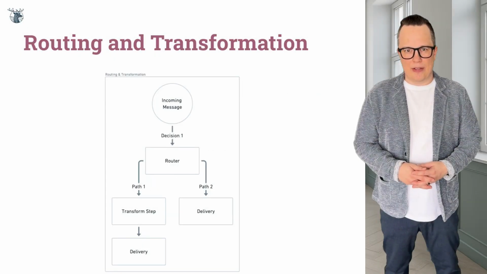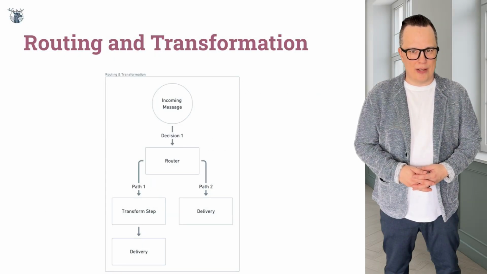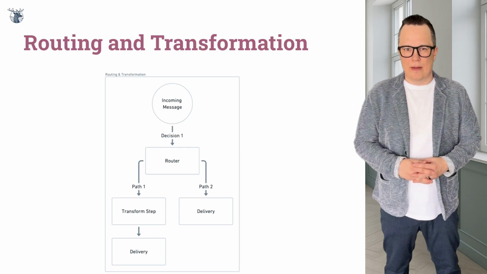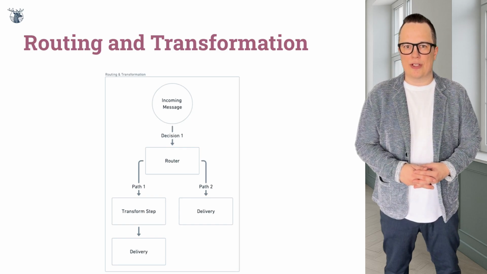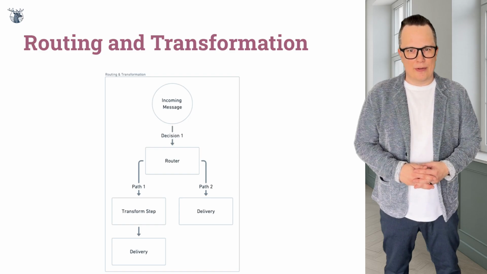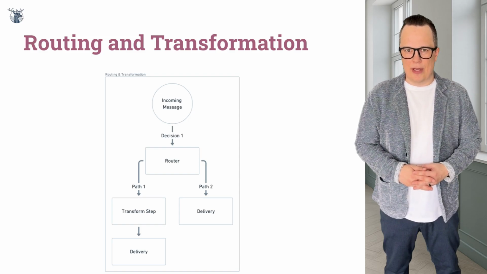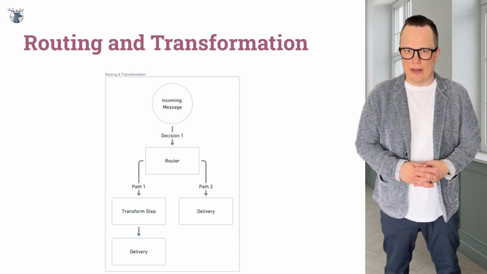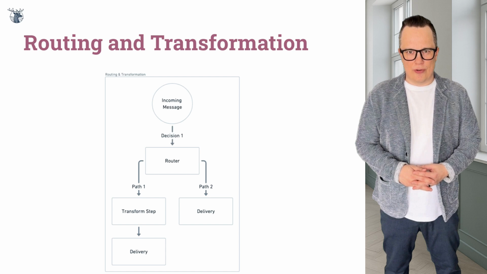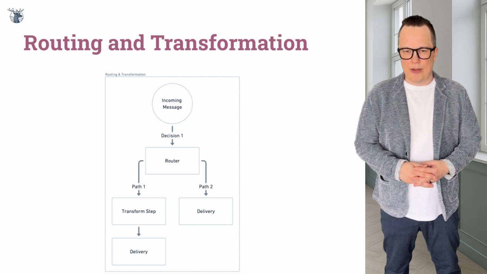Now let's look at 2 patterns that often go hand in hand: routing and transformation. Routing is about deciding where a message should go. Transformation is about changing what the message looks like. Let's start with routing. Imagine an integration where messages from one system need to be forwarded to different target systems depending on their content. For example, invoices should go to the finance system, while support requests go to the help desk. That's routing.